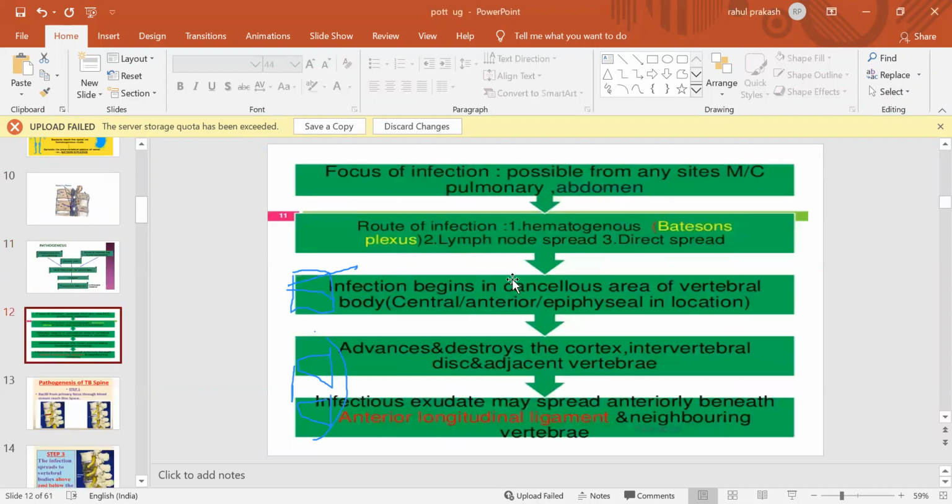This is the same thing. From the pulmonary system or abdomen, it comes via the hematogenous route, lymph node or direct spread, but most commonly by the hematogenous route, through the Batson venous plexus. Starting in the vertebral body, it destroys the body and the vertebral body starts collapsing. It can also cause abscess, and the abscess can spread around that vertebral body. It can go anterior, lateral, or posterior.